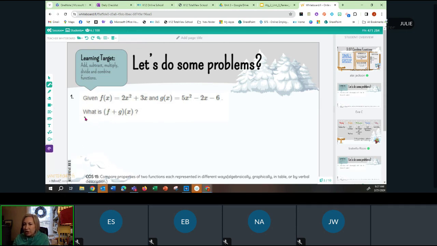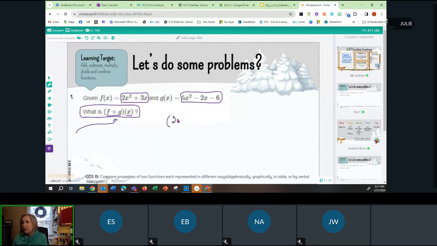So this problem is asking you what is, I'm going to put it in a box so we can focus on it, what is, and then in parentheses, it has F plus G, and then in another parentheses, it has X. So all it's telling you is to take function F, which is this function, your F of X function, and add it to your G of X function. And we actually did this before Christmas. We just didn't use this notation.